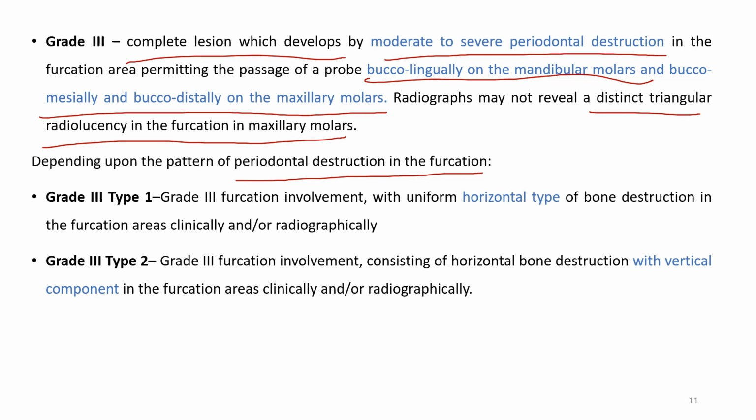Grade 3 type 1, grade 3 type 2. In grade 3 type 1, there will be uniform horizontal bone destruction, which can be seen clinically or radiographically. And in grade 3 type 2, there will be horizontal bone destruction along with a vertical component. This also can be visualized clinically or radiographically.